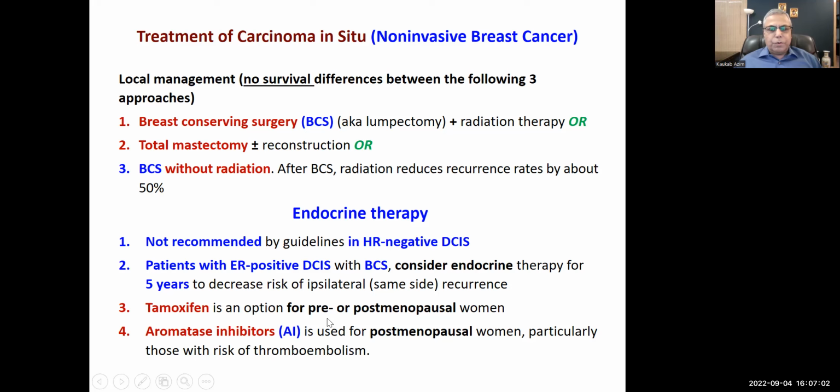Tamoxifen is an option for pre or post-menopausal women. But if you have to give treatment to post-menopausal women, you can also use aromatase inhibitors that I'll show you in the next slide. Okay. So tamoxifen for both pre-menopausal and post-menopausal women, and aromatase inhibitors can also be used for post-menopausal women, particularly those with risk of thromboembolism.